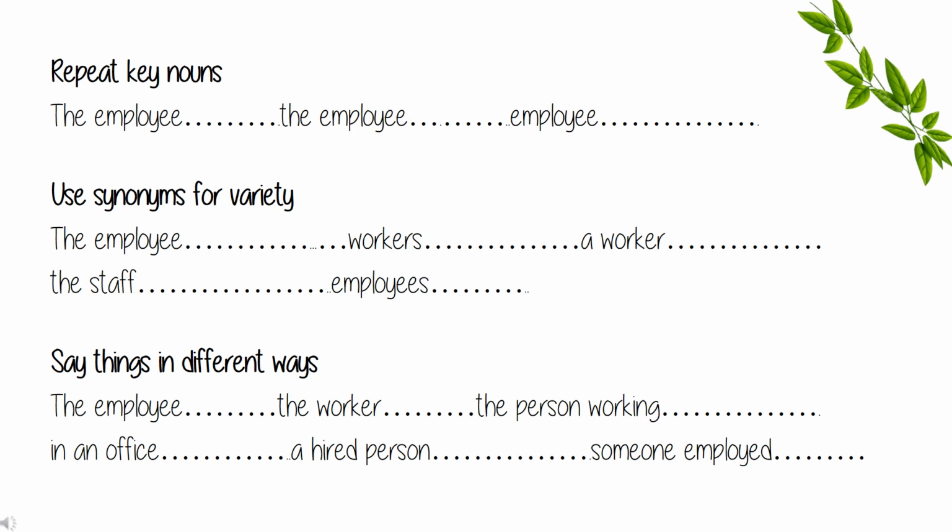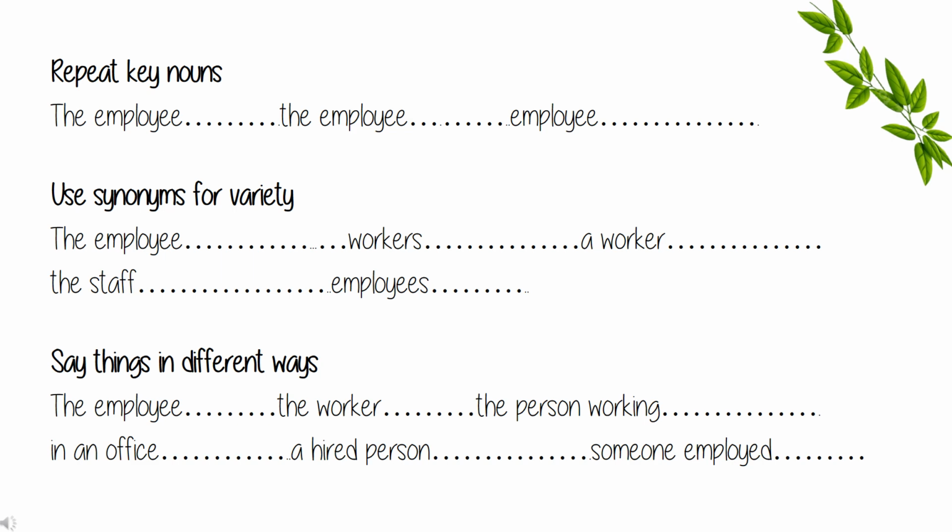Another thing that helps our variety is using synonyms. Remember that we want to repeat key nouns. Repeating key nouns helps your reader follow what you're saying. But if you use them too many times, that can get kind of boring. So we want to use synonyms also. So if I'm talking about an employee, I could use the synonym workers, or worker, or staff. You see, this sentence here would have a nice variety. I don't keep repeating the word employee, employee, employee.